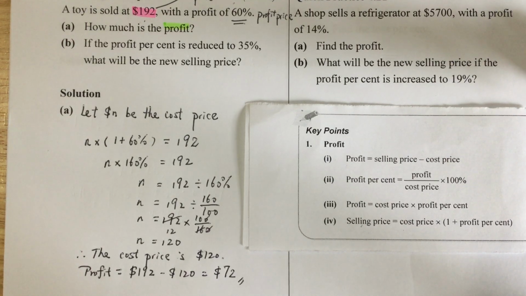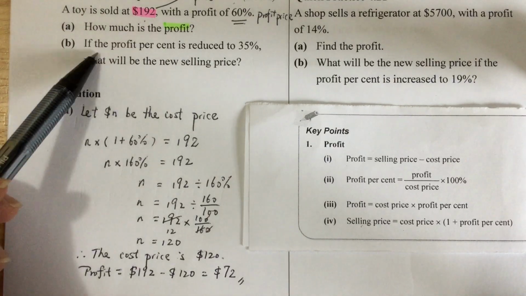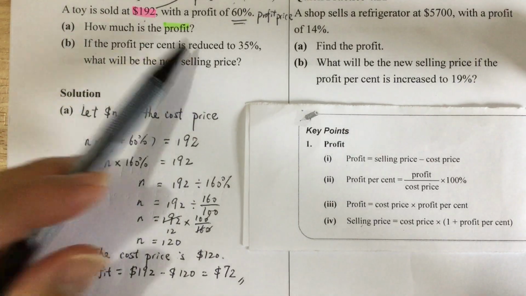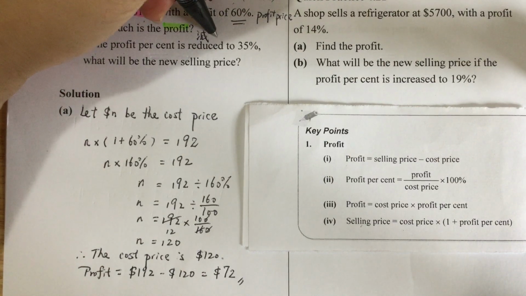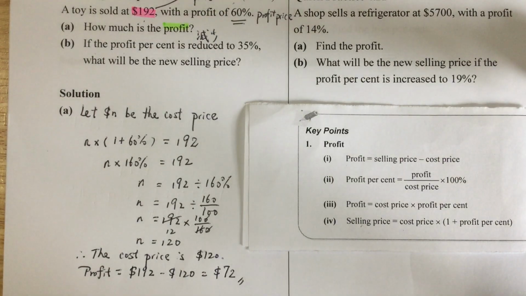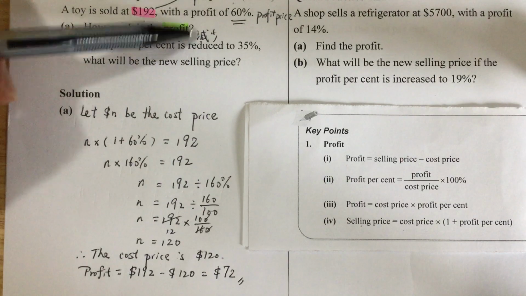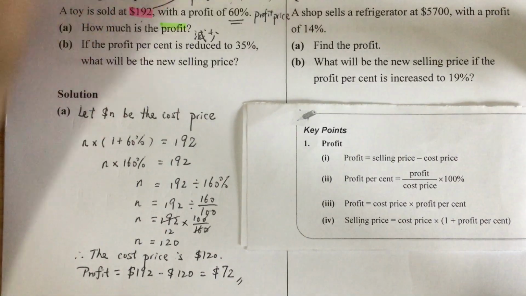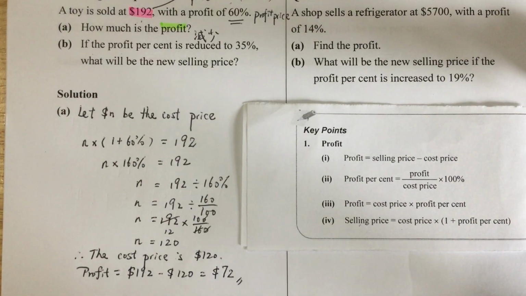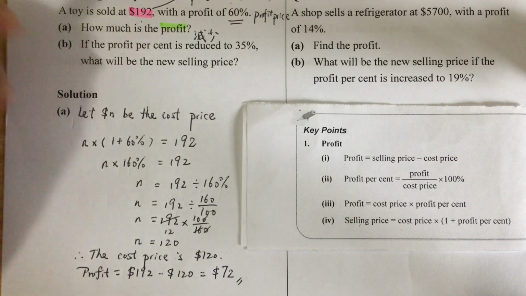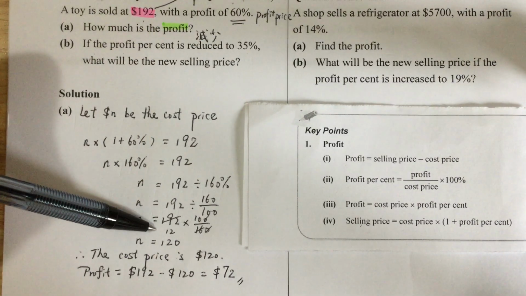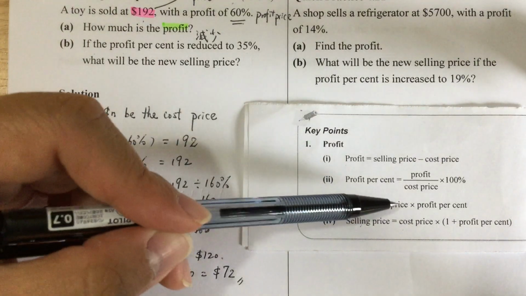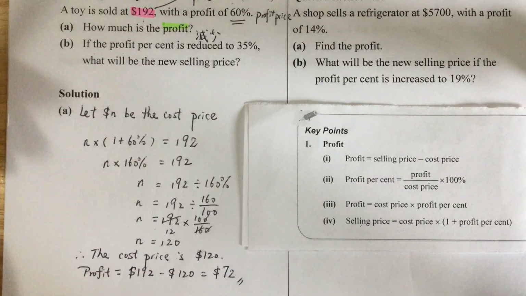Now we will go to part B. This time the profit percent is reduced. In Chinese, reduced is 減少. Last time I told you about percentage increase and percentage decrease, so make sure that you know the meaning of this word. Reduced to 35%, what will be the new selling price? Obviously, this is the new profit percent. You have the cost price of 120, so you can use formula 4 to calculate.